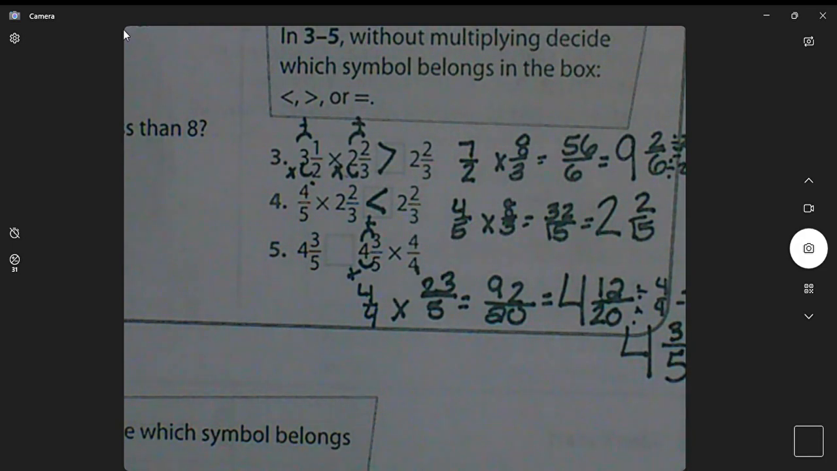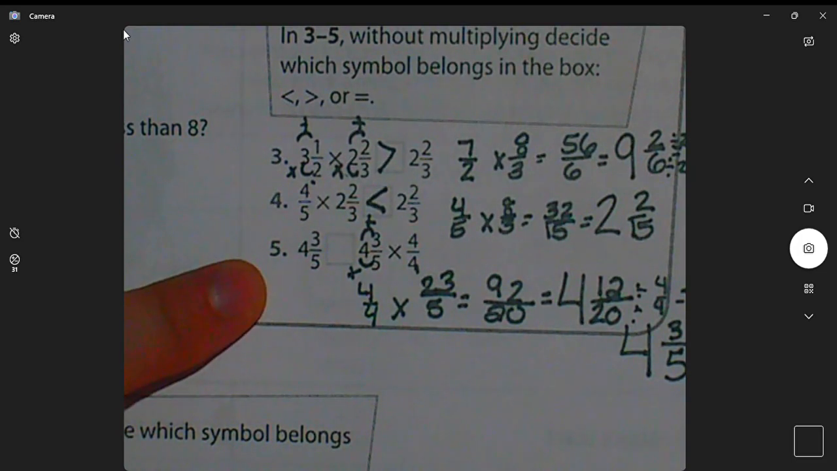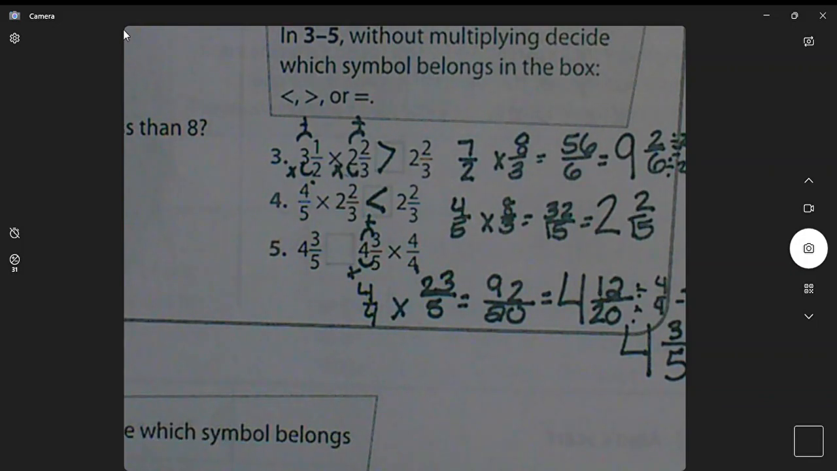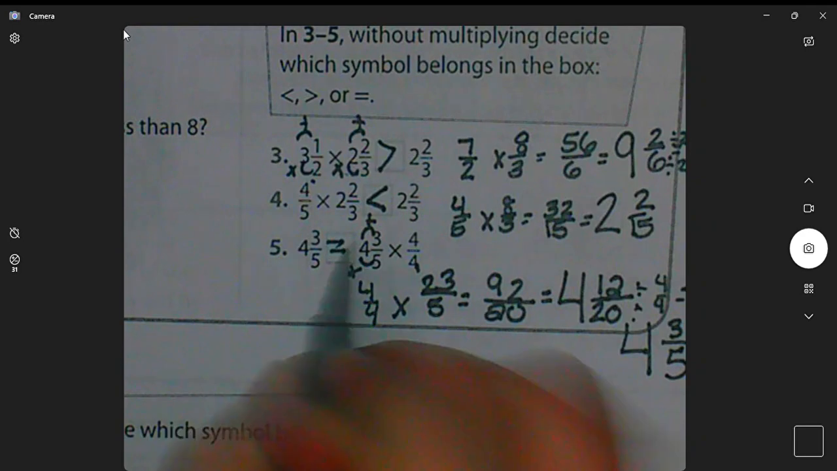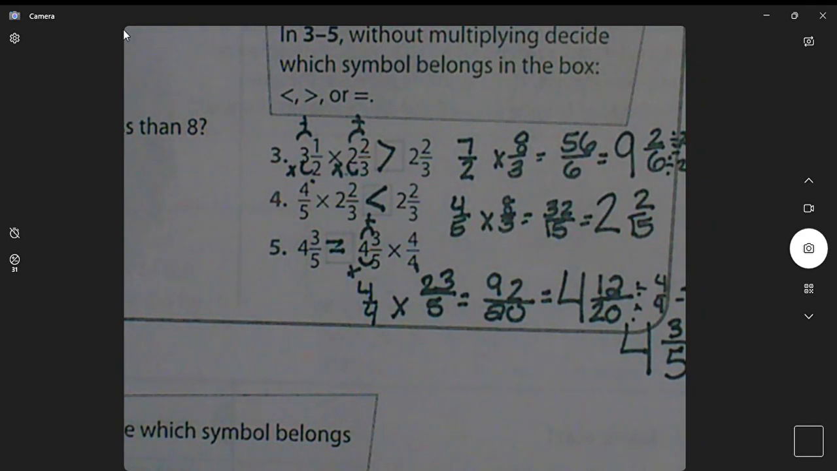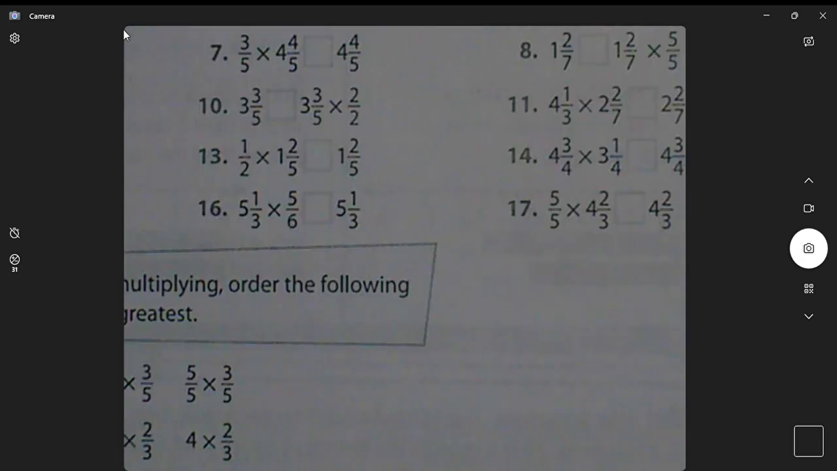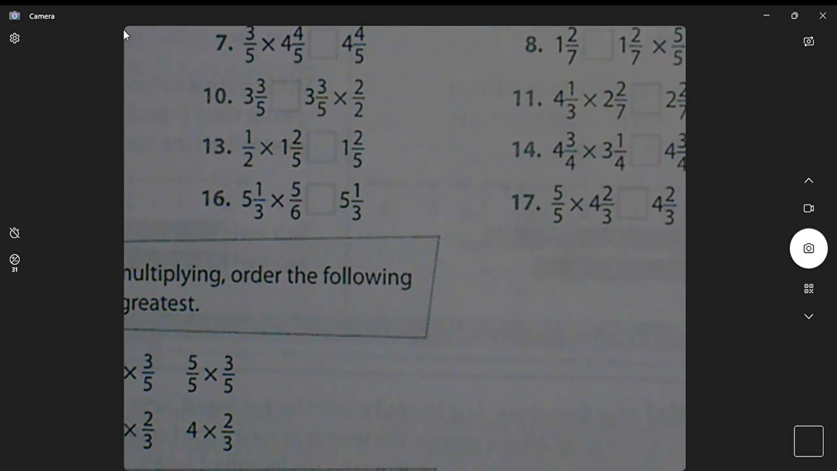So let's go back to the original problem. 4 3/5 is greater than, less than, or equal to 4 3/5. They're equal. Let's look at one more problem. We're going to look at number 18.